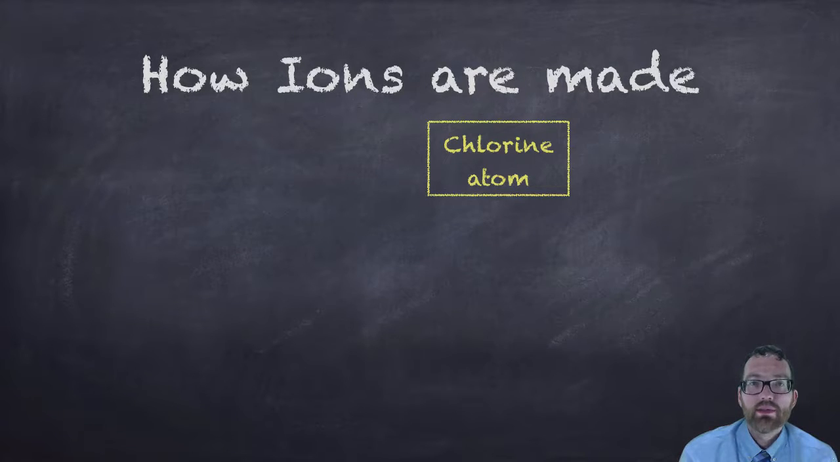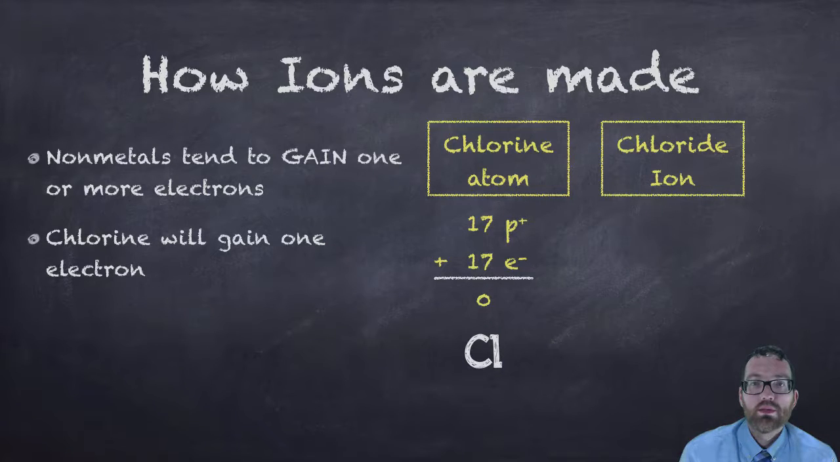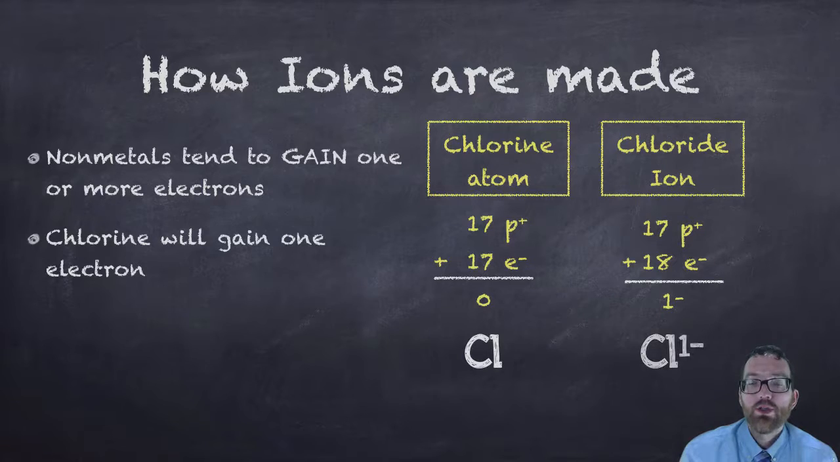So let's talk about nonmetals. Let's take chlorine. Chlorine is atomic number 17, so it has 17 protons and 17 electrons. So 17 positive charges are balanced out by 17 negative charges to be a neutral chlorine atom. So nonmetals like chlorine tend to gain 1 or more electrons, and chlorine is going to gain 1. So now I still have my 17 protons, or else it's not chlorine, and I now have 18 electrons. So I have 1 more negative charge than I do positive charge. So the net charge here is -1, or 1 minus. So you would write chlorine with a little 1 minus, or just minus, to write a chloride ion.